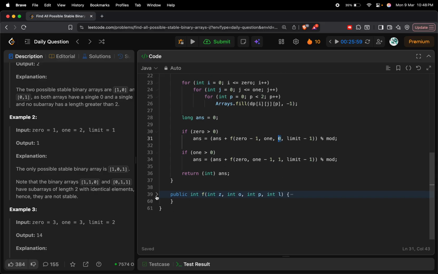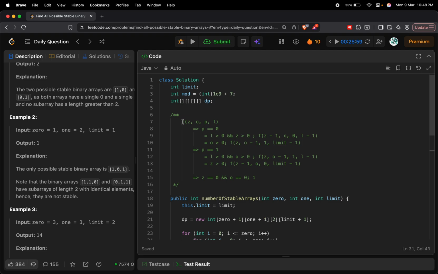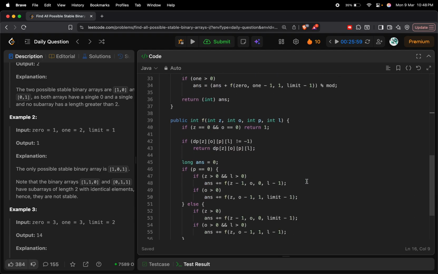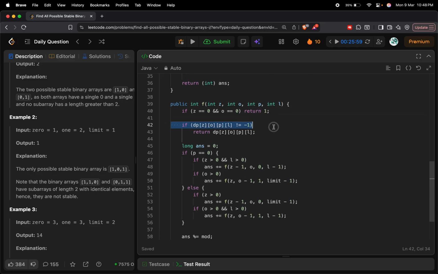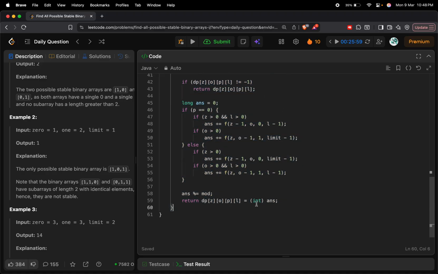Let's also look at the function f. This is just an implementation of this straight away. First we'll have the base case. If z is 0 and ones is 0, then it will be 1. Or if the answer to the current state is already computed, then I will return my answer, or else I will go ahead and compute my answer, right?